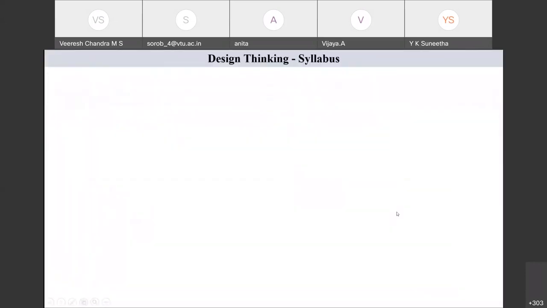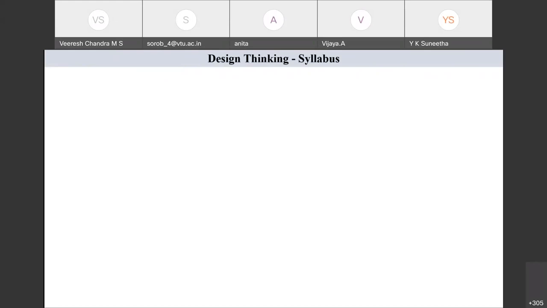So most of us are here to know what exactly the syllabus is, where exactly we can get the content to be delivered to the students, and how we can teach design thinking. Everyone knows how to teach, but how can we teach design thinking in a better way to the first year students?